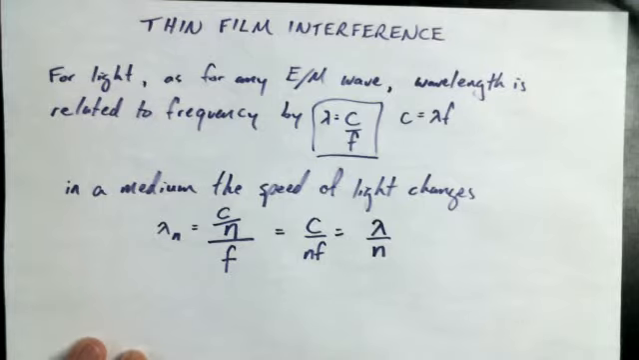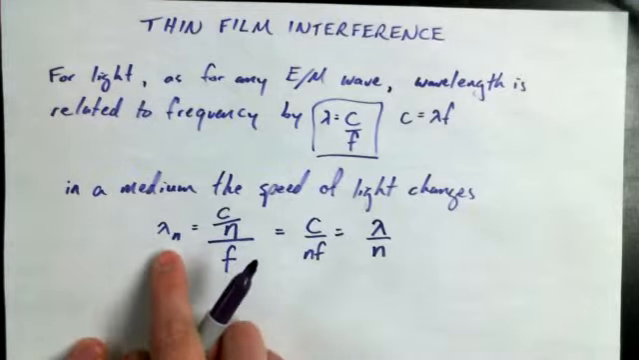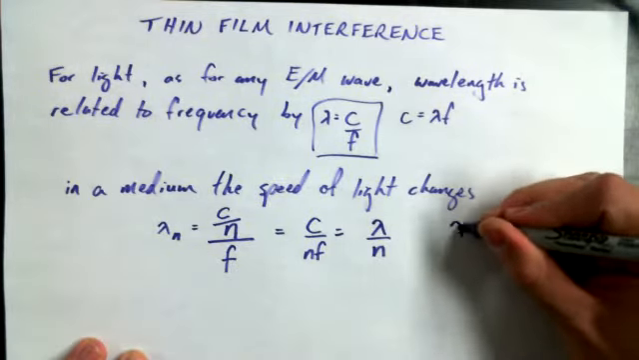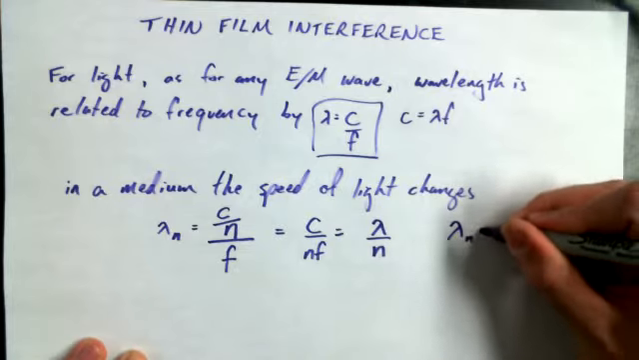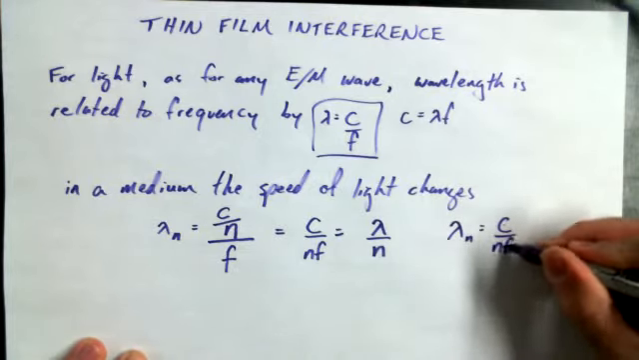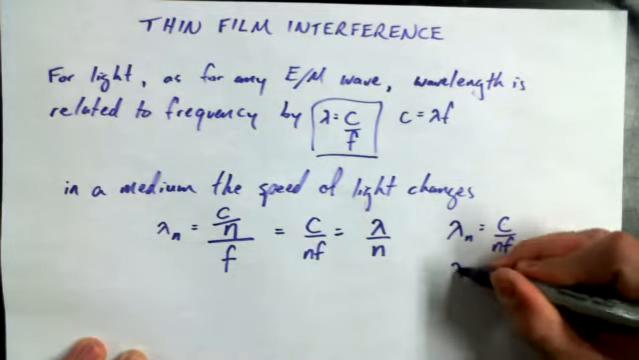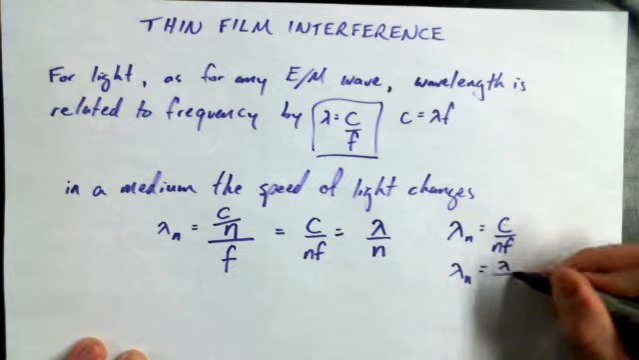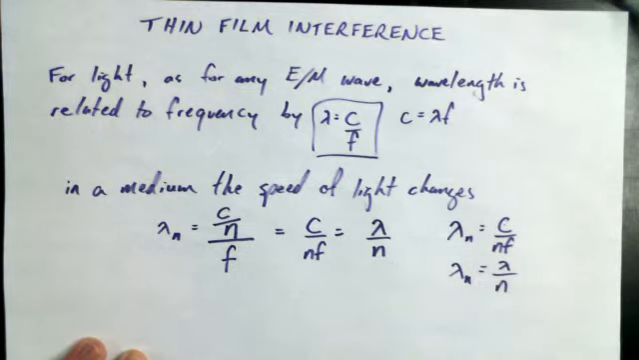So if I want to know the wavelength of a light wave in a particular medium, I could approach it one of two ways. I could say the wavelength within a medium is equal to the speed of light in a vacuum divided by the index of refraction times the frequency of that light, or I could say the wavelength of light in a particular medium is equal to the wavelength in a vacuum divided by the index of refraction within the medium that the light is currently found.